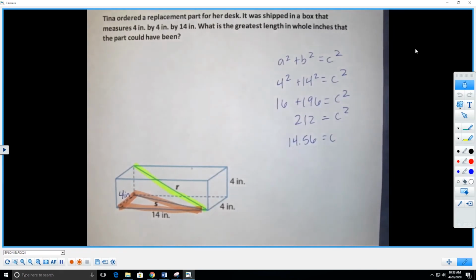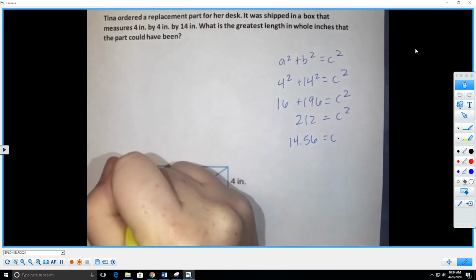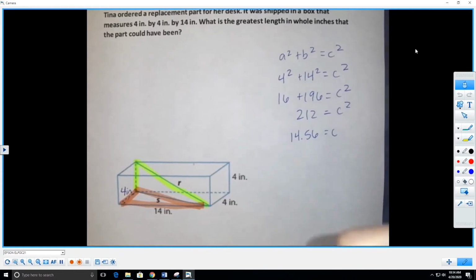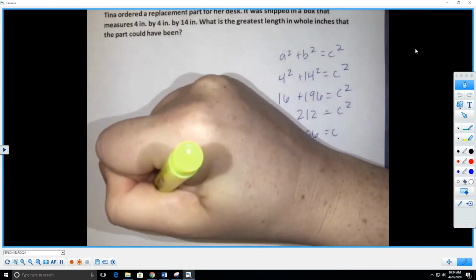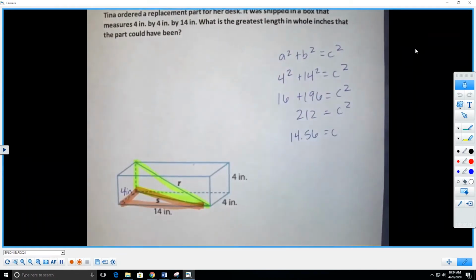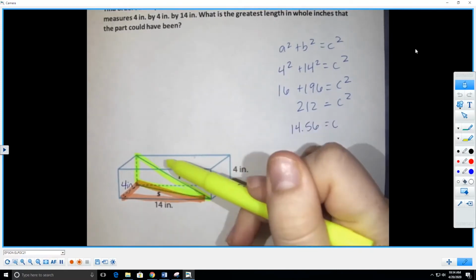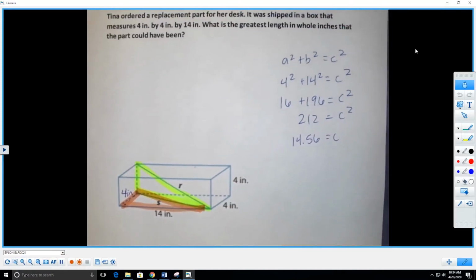Now that we have the side length S, we need to find the value of R. But this time, what triangle are we looking at? Let's see. Did you see it? I'll trace it for you. So we have a leg here. And now we have a leg here. And then R is going to be the hypotenuse.